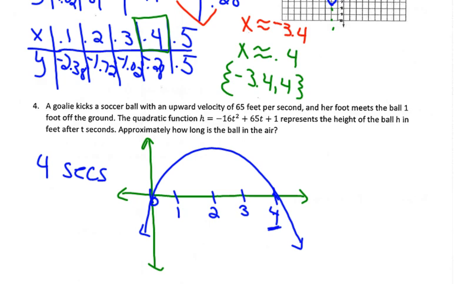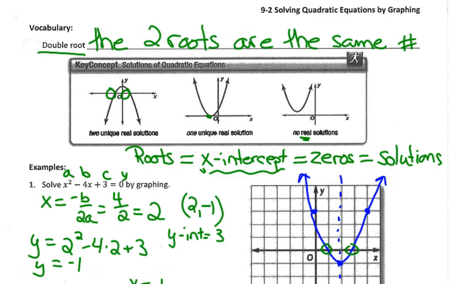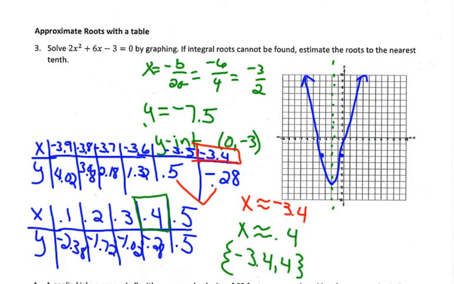So again, the biggest thing here is that when we're solving, we're looking for the x-intercepts when we're doing this off of a graph. They're called a bunch of different things: roots, zeros, solutions. It's the x-intercept. If you can read it directly off the graph, great. If you can't, then you have to approximate it by going by tenths, putting in numbers and seeing which one is closest to 0, and then that's your x value.